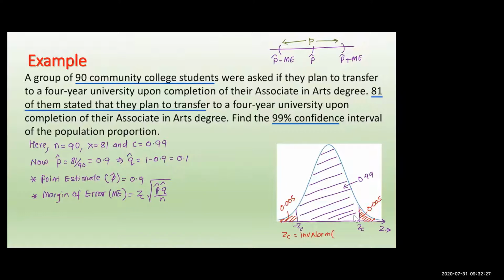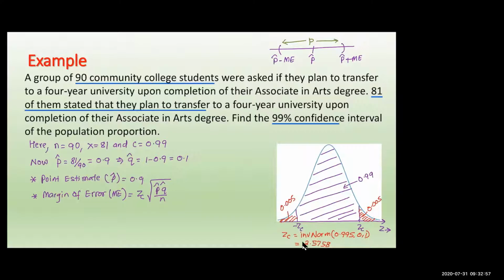Now once we have this information, we can easily calculate Z sub C, which is equal to inverse normal. Area to the left is 99% plus 0.5%, 99.5%, or 0.995. Mean is 0, standard deviation is 1. Now, if we type this information in our TI-84 calculator by going to second vars and number 3, the result must be 2.5758. That is your Z critical.